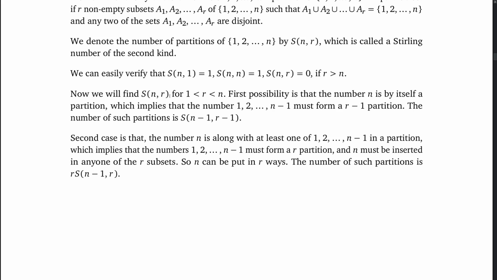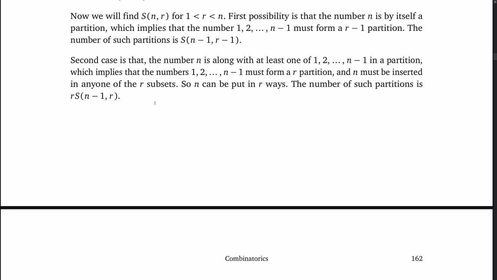Now I will find S(n, r) for 1 less than r less than n. The first possibility is that the number n is by itself a partition, which implies that the numbers 1, 2 through n-1 must form r-1 partitions. The number of such partitions is S(n-1, r-1). The second case is that the number n is along with at least one of 1, 2 through n-1 in a partition, which implies that the numbers 1, 2 through n-1 must form r partitions and n must be inserted in any one of the r subsets.